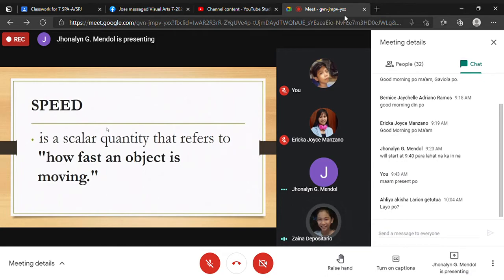Speed is a scalar quantity that refers to how fast an object is moving. Okay, a scalar quantity that refers to how fast an object is moving. Gaano kabilis ang isang object gumalaw. So that is speed. Again, it's part of the scalar quantity. Okay, Zik, if you know what is speed, can you give me an example of speed?